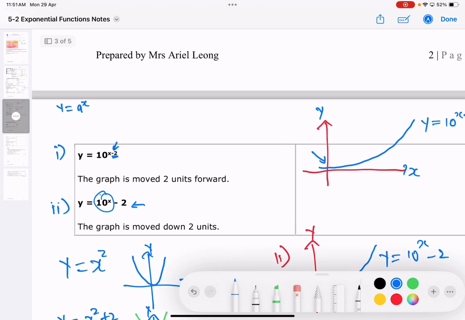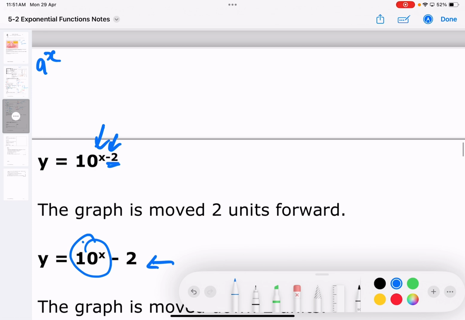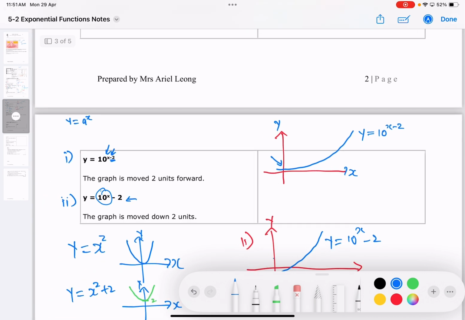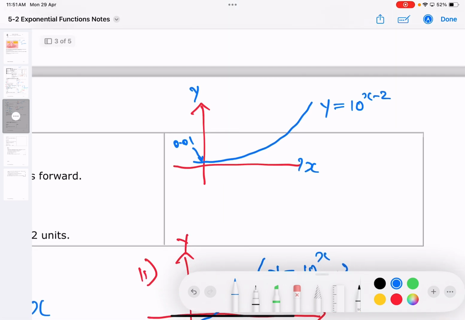And we can easily calculate that, right? When x is 0, what is my value of y? Substitute it inside. So what is my value of y over here? 0.01. That's great. So you must know that this point is 0.01. It's no longer 1. But the shape is basically the same. When you shift it to the right or to the left, it will have the same shape. Just take note of the y-intercept.